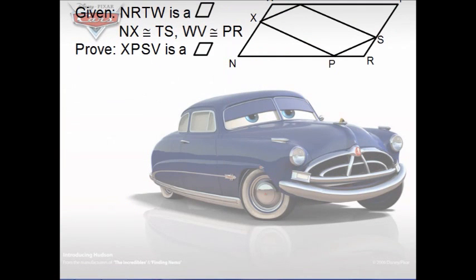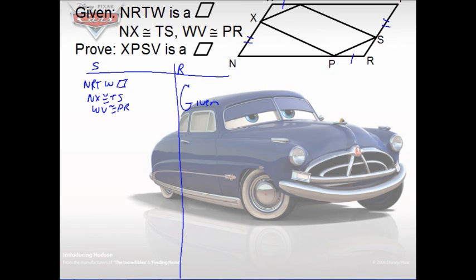Okay, so we're on our last example. We're given that we have a parallelogram, NRTW, that NX is congruent to TX, WV is congruent to PR. We're trying to prove that XPSV is a parallelogram. You need to press pause and see what you can do. Alright, here we go. Again, we got lots of different ways to think about this. Here's the way I'm going to take it.